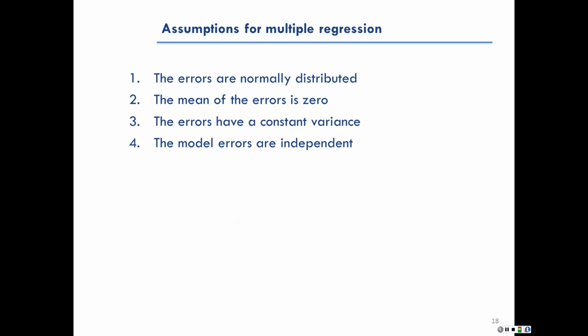There are some assumptions for multiple regression. There are 4 important assumptions. First is that the error terms on the multiple regression are normally distributed. Secondly, the mean of the errors is 0, so this is also going to be true for simple linear regression. Thirdly, the errors have a constant variance. And fourthly, the model errors are independent of each other.